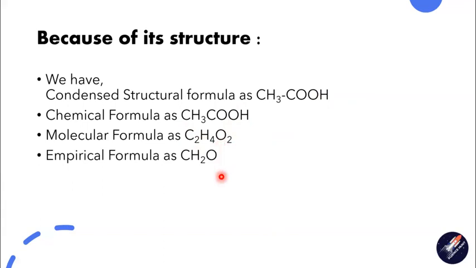And what is the difference between chemical formula, molecular formula, and empirical formula? Hope you got to the formula of IUPAC. And what is IUPAC nomenclature?